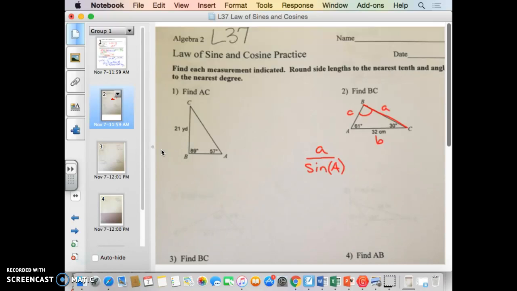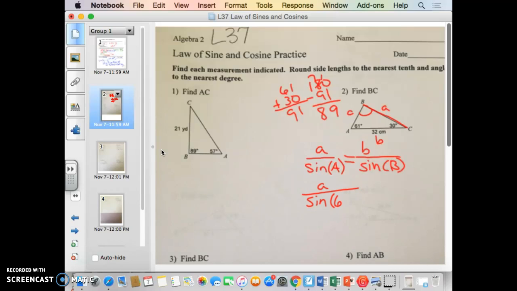And y'all know how to do this. You just do 61 plus 30. And then take 180 minus 91. So angle B is 89. So this is going to equal little b over sin b. So now I plug in what I know. Well, I know that A is what I'm looking for. And then I have sine 61 equals, little b is 32. And now the sine of b, well, I just figured out that this is 89.